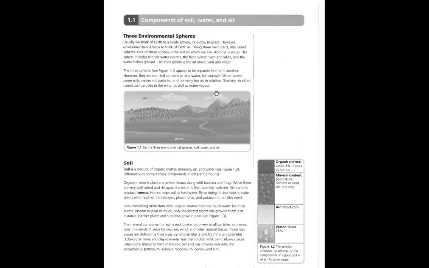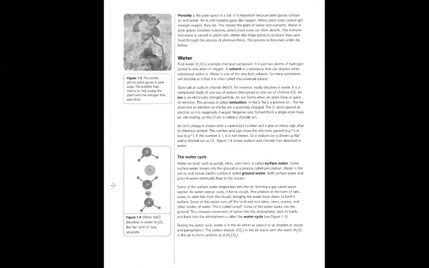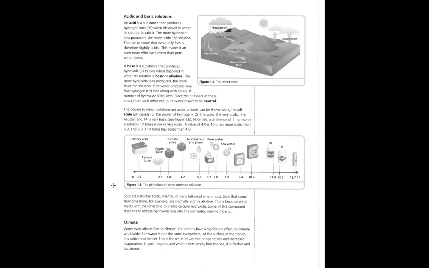Okay, the environmental spheres. Unit 1, section 1.1 of the textbook, lesson 1, components of soil, water, and air. And we know that the 3 spheres are soil, water, and air. We know what makes up soil. We've got that chart there on page 3, showing us what makes up good soil. And we've also gone through, as you can see on the next page, water. There's a few things about water. We talked about the water cycle, and we talked about acids and bases. That was a big part of it, right?